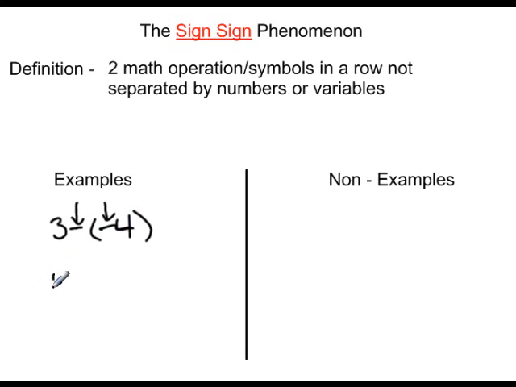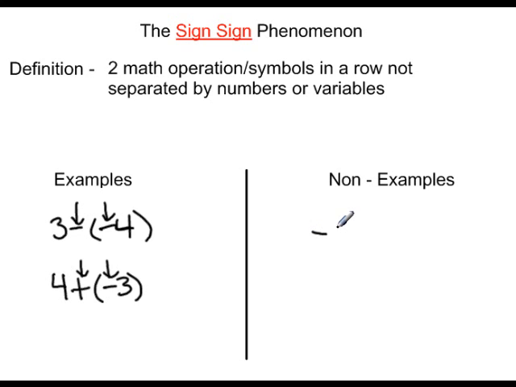Similarly, you could get something like 4 plus negative 3. And again, that's where we have two signs in a row. Okay, one is actually an operation, the other is a sign. Plus is an operation, negative is a sign. Okay, so here we go.